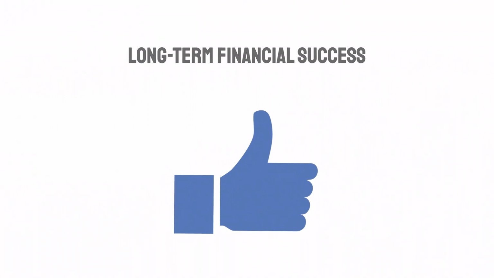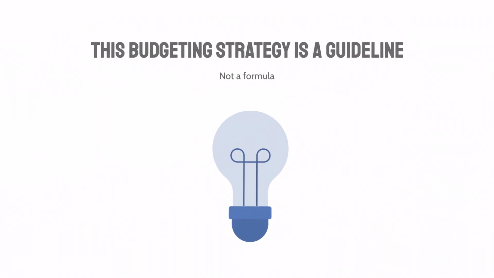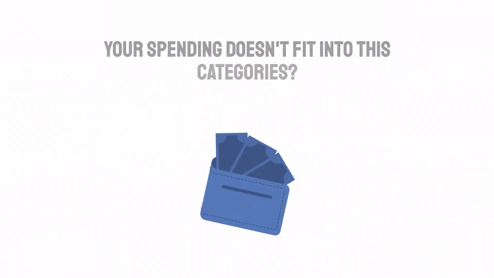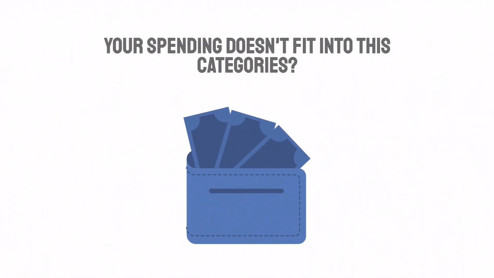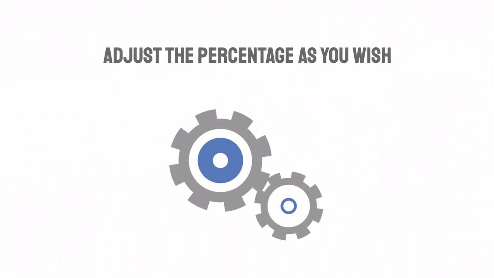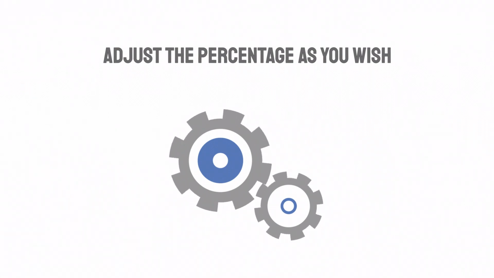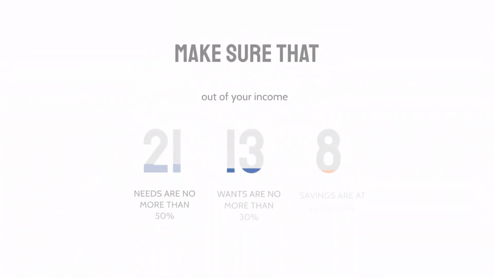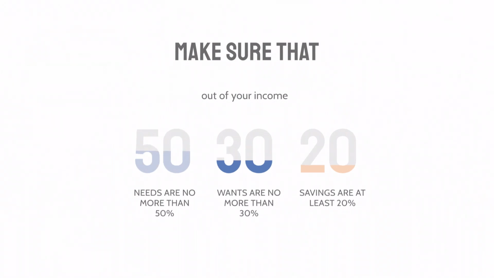It's important to note that this budgeting strategy is a guideline, not a strict formula. Each person is different, so if your expenses don't fit neatly into these categories, you should make an analysis and adjust the percentages to make it work for you. Just make sure you're spending no more than 50% on needs, 30% on wants, and saving at least 20%.